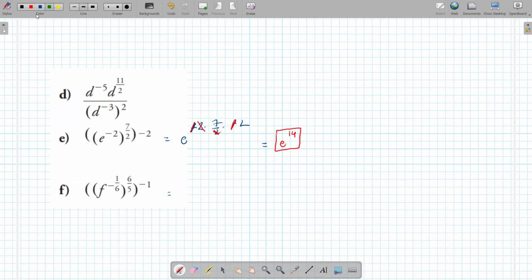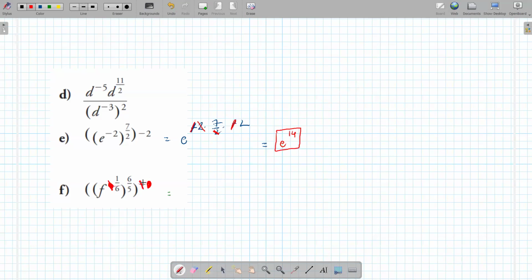Same thing for f. Look at this, it's very simple. Because it's an exponent within an exponent, and our exponent law says we need to multiply the numbers, just like we did in part E. The negative sign cancels with the negative sign, right? The 1 is redundant, so you can completely ignore this one.